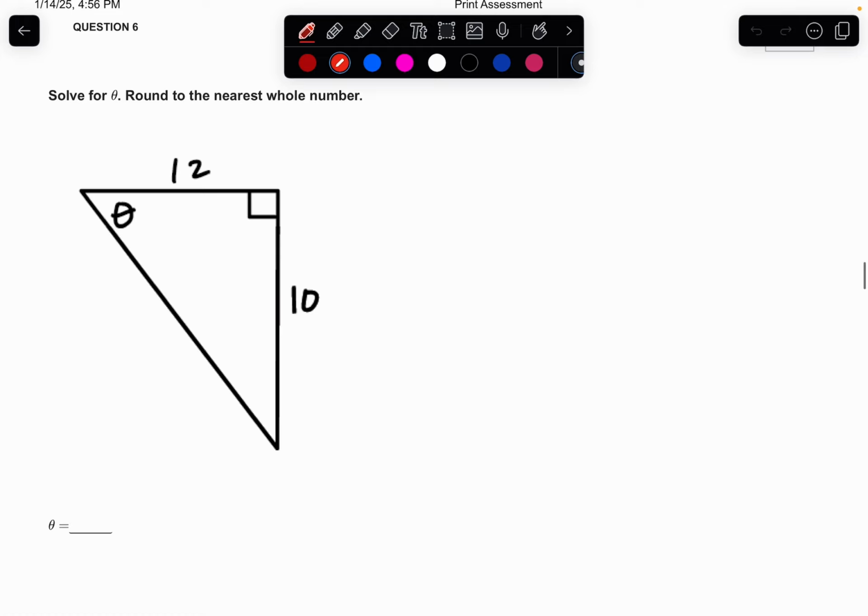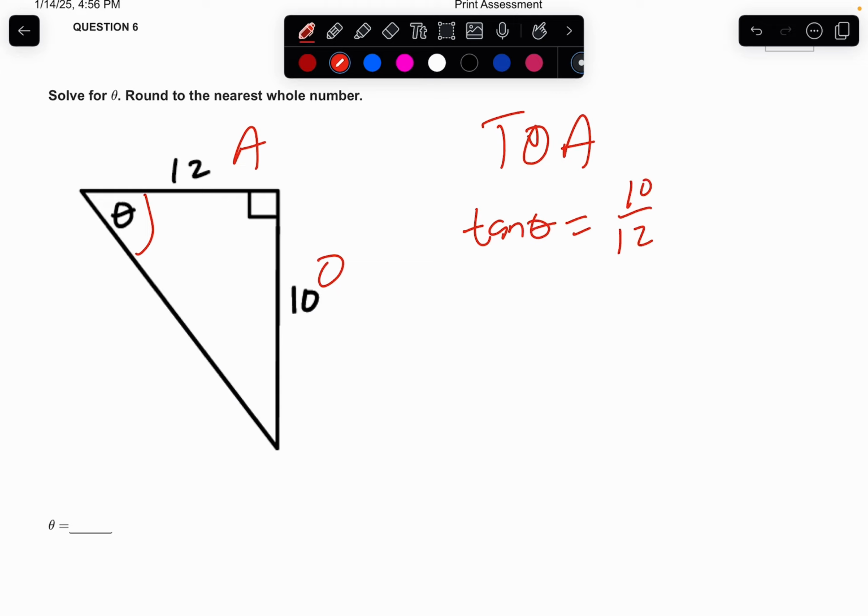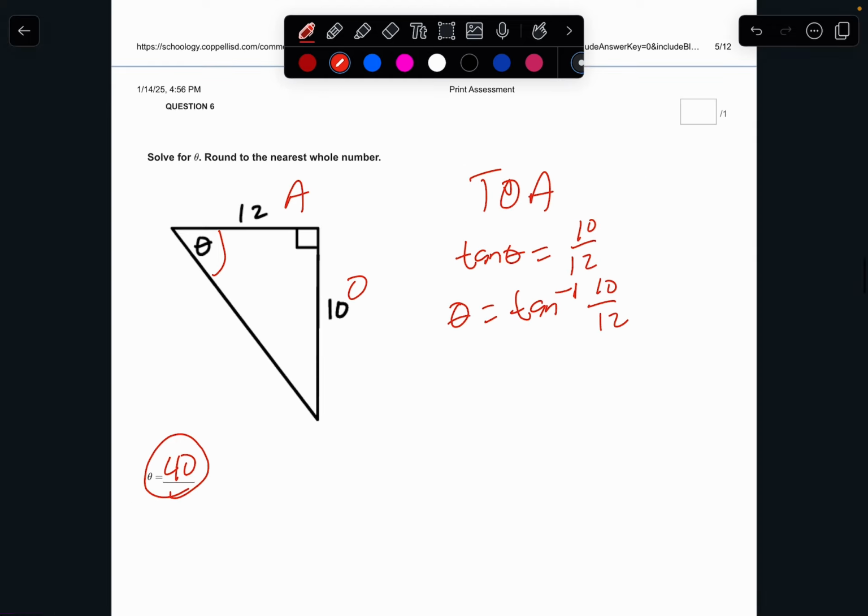All right, round to the nearest whole number. This is my angle. This is opposite, adjacent. That's the TOA part of SOHCAHTOA. So the tangent of theta equals opposite over adjacent. Since the angle is missing, this will be the inverse tangent of the ratio. We take the inverse tangent of both sides. We type that in, inverse tangent of 10 over 12. It says round to the nearest whole number. 39.8 would round to 40 degrees. That is a 40-degree angle.